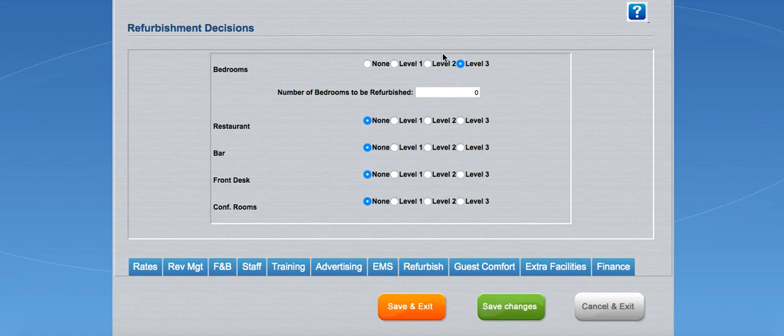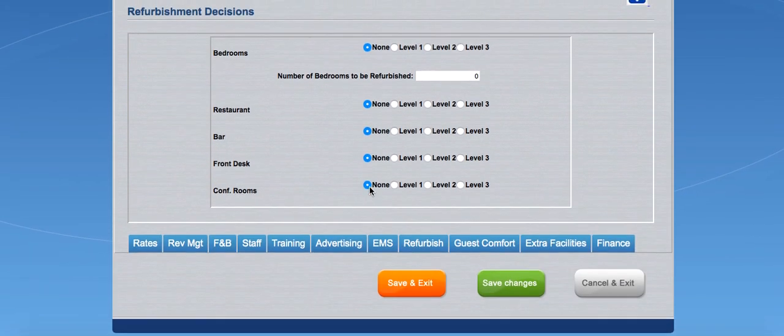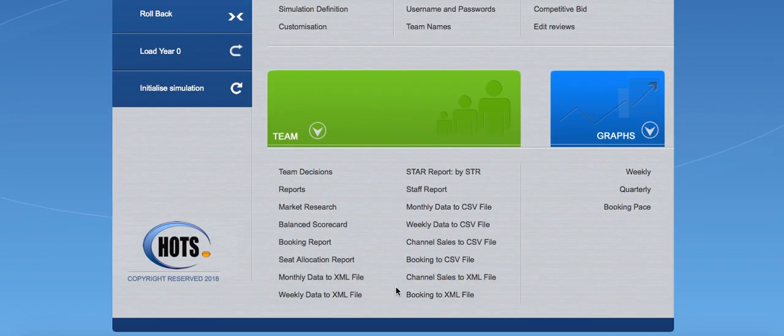And of course, with all the decisions that involve financial elements, you need to think really carefully about the money you have available. Before you make any decisions here that involve capital, spending money, you should go and look at one report. So let's go and look at that report.